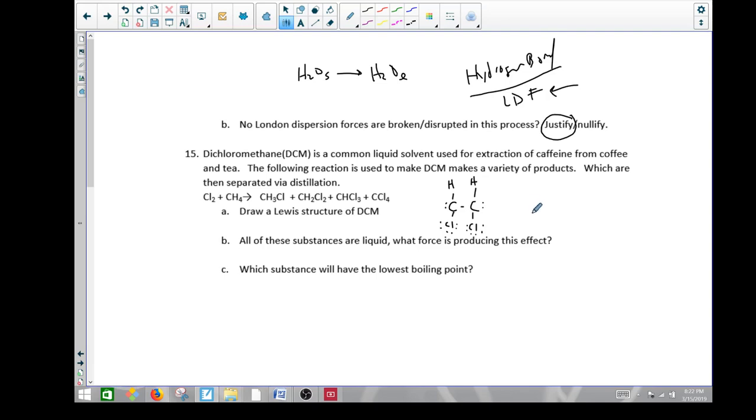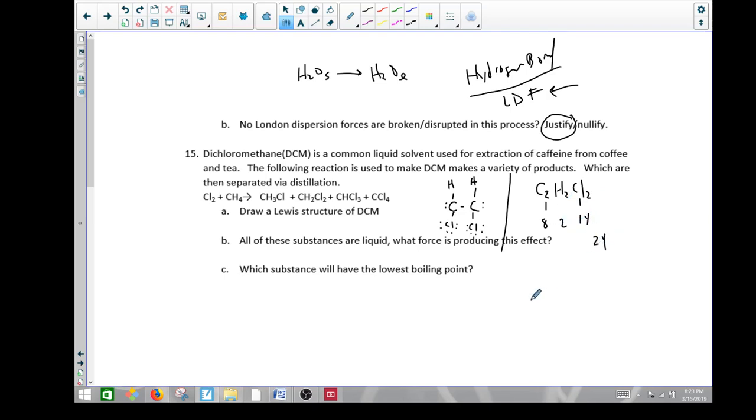Let's do this a different way. I think there might be a mistake there. So the formula for dichloromethane is CH2Cl2. So I got 1 times 4 is 4, 2 times 1 is 2, and 2 times 7 is 14. 14 plus 6 is 24 total valence electrons.